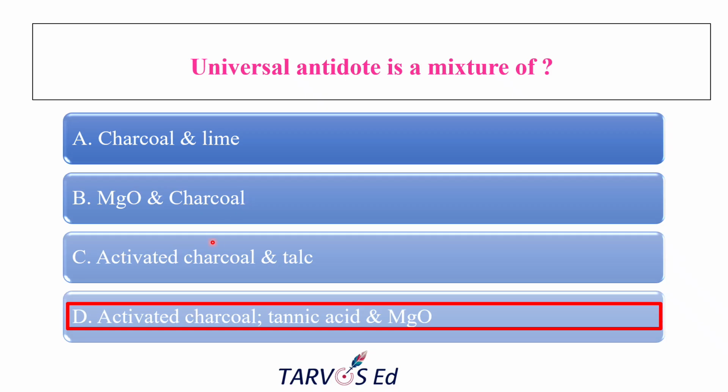And next, in the case of option C, tannic acid and MgO are missed, right? And talc is generally an inert substance, which is used as a filler. So it has no antidote property. So this combo doesn't usually neutralize or precipitate the poison. So the correct answer is activated charcoal, tannic acid and magnesium oxide, which should be given in a 2:1:1 ratio.